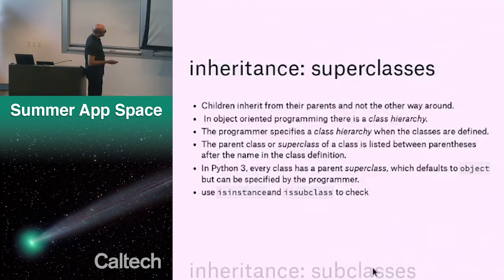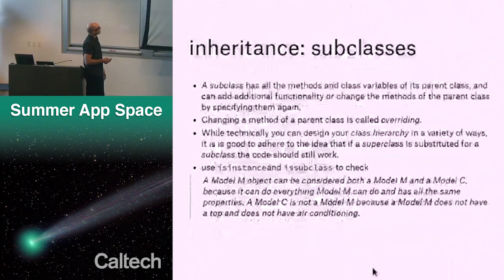Okay. So inheritance: children inherit from their parents, not the other way around. Object-oriented programming is this class hierarchy. This is stuff that we already kind of talked about. isinstance will tell you whether this particular object is an instance of a different class, and issubclass tells you whether this is a subclass of something else. Subclasses have the methods and variables of their parents, plus any additional stuff.